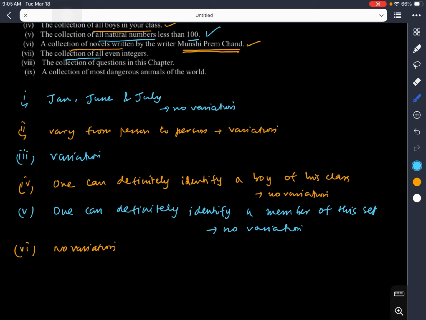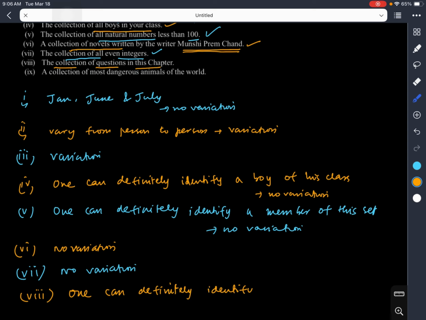Moving towards next part, the collection of all even integers. Here again, like in part number 5th, one can easily identify an even integer. So here again we have no variation. So yes, this is a set. Part number 8, the collection of questions in this chapter. So this also is a set because one can definitely identify a member, that is a question of this chapter, a member of this collection, and there will be no variation whatsoever. So this is again a set.